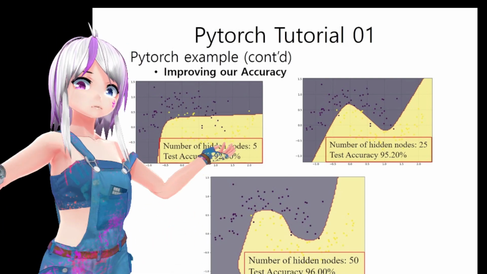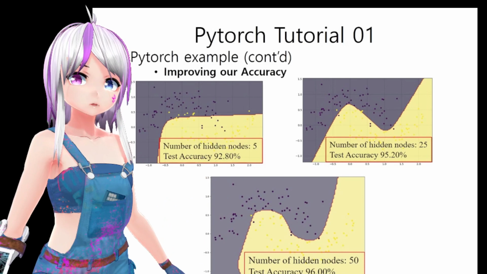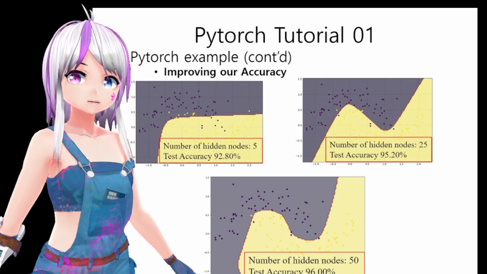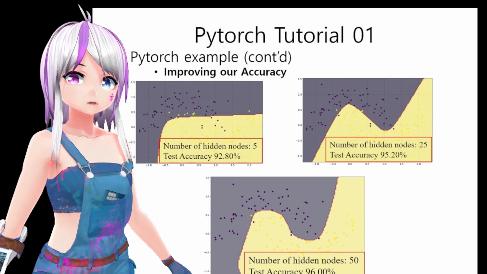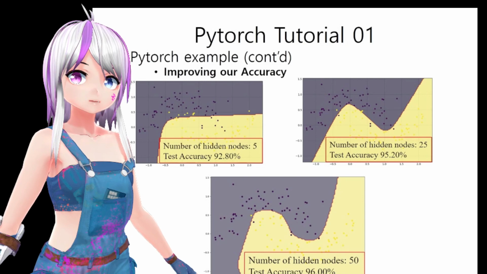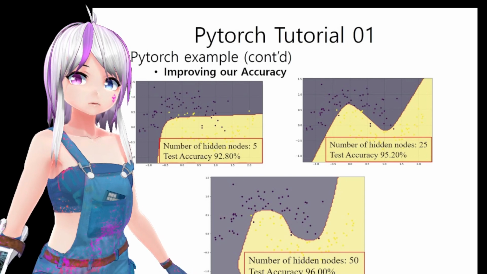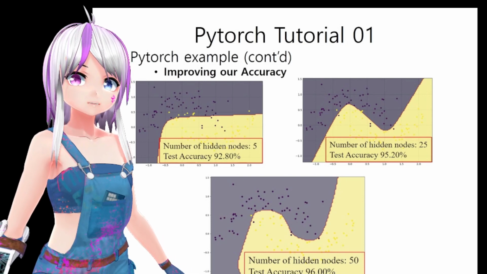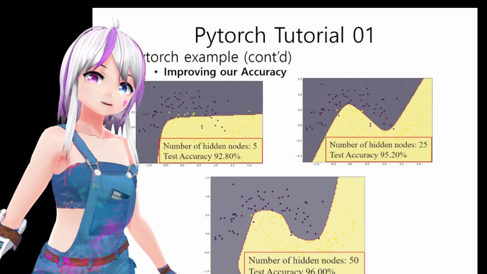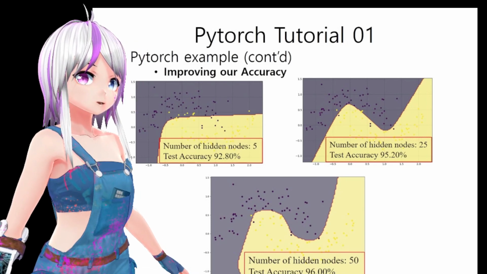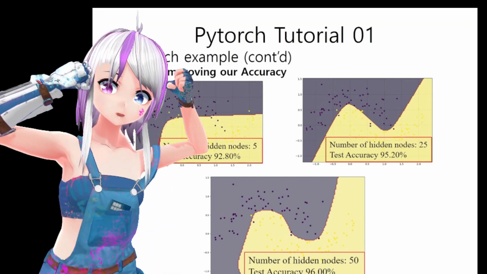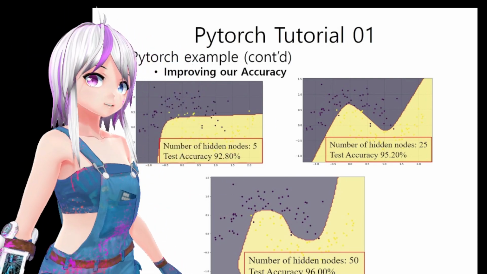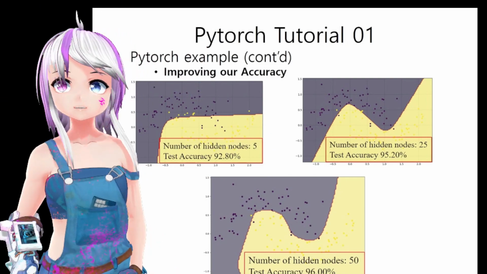95.2%. And as you take a look at this line, the hypercurve separating the positive set and negative set, it's a little bit complex right now. It's like some hyperbolic function, a cubic hyperbolic function. And then finally, if the number of hidden nodes is 50, complex enough, then our test accuracy increases up to 96%.